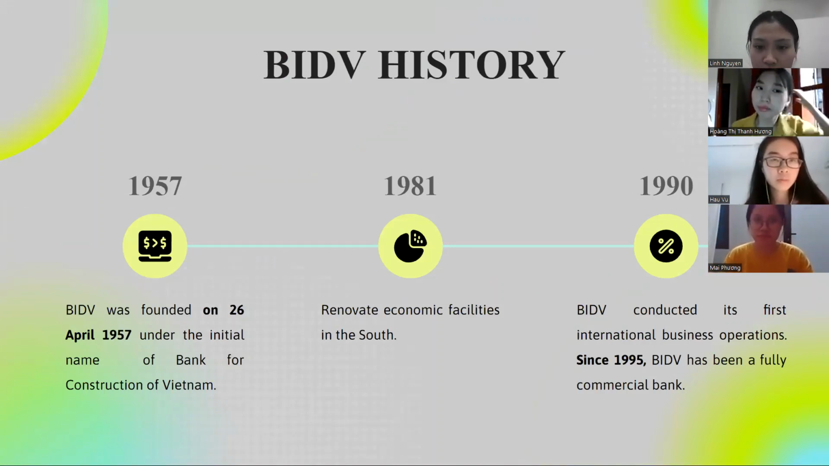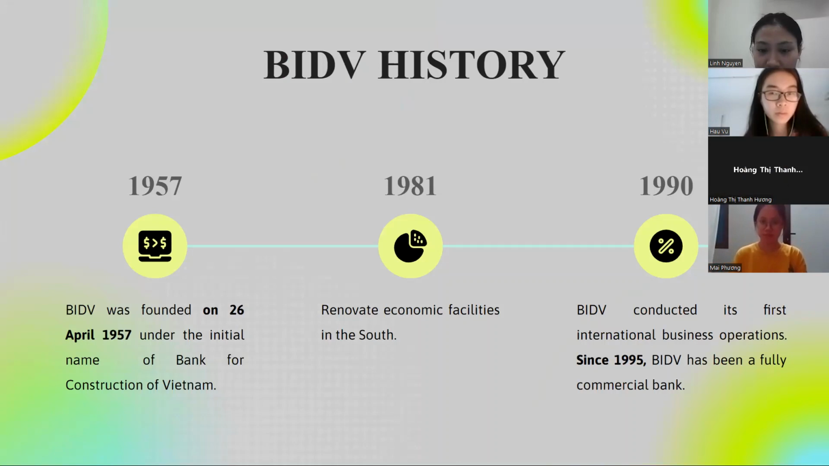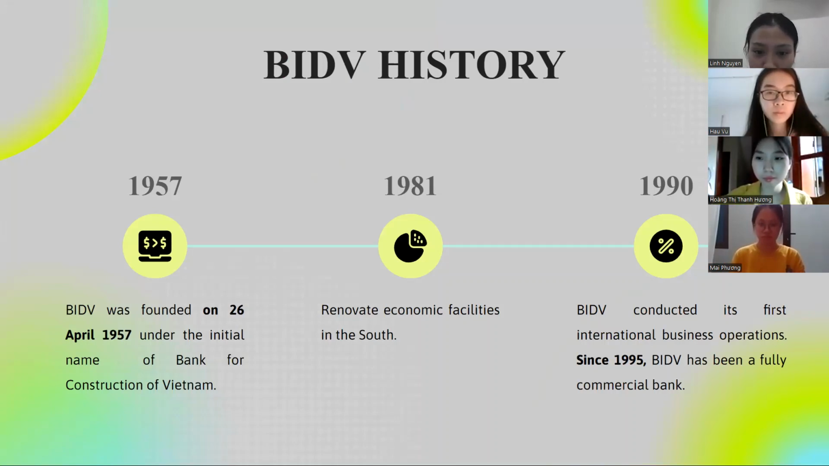BIDV was founded on 26 April 1957 under the initial name of Bank for Construction of Vietnam, founded when the country was active in the periods of economic recovery. In the period 1975 to 1981, the bank joined brand-based economic facility in the South and developed new infrastructure after the war. The bank provides capital for industrial, agricultural, transportation, public welfare projects, and key projects critical for the national economy.